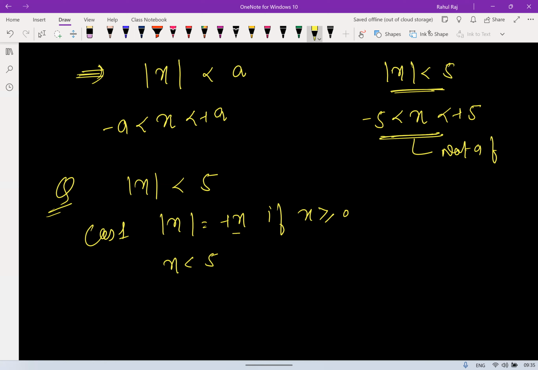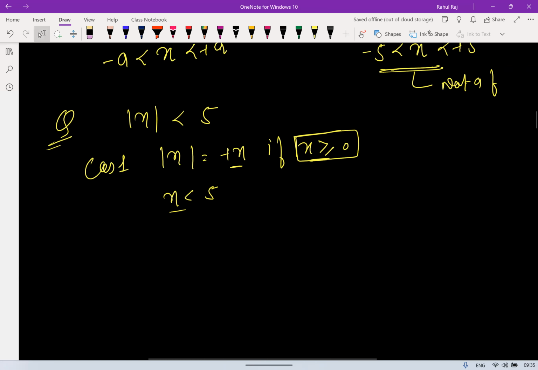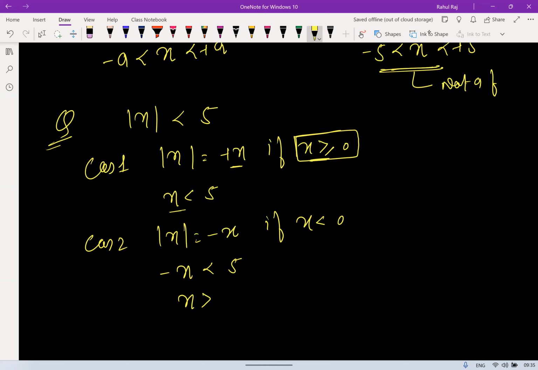So mod x is equal to positive x if x is greater than or equal to 0. Now x is less than 5. Absolutely perfectly fine, right? But x less than 5 for what? For x greater than or equal to 0. Now let's check case 2. Mod x is equal to negative x if x is less than 0. That is negative x is less than 5. That is nothing but x is greater than -5.